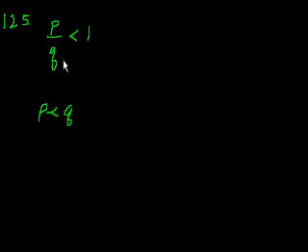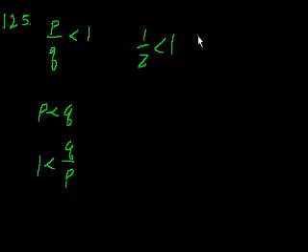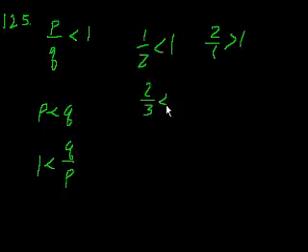So just the instincts, which of the following must be greater than 1? I don't know if this is going to be a choice, but if this is less than 1, if you invert it, it's going to be greater than 1. So Q over P, divide both sides of this by P. You'll get 1 is less than Q over P. And that makes sense. If 1/2 is less than 1, then 2 over 1 is going to be greater than 1. If 2/3 is less than 1, then 3/2 is going to be greater than 1, right? So if P over Q is less than 1, then Q over P is going to be greater than 1.